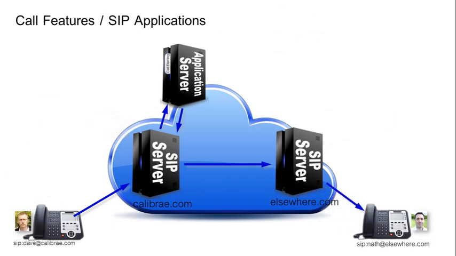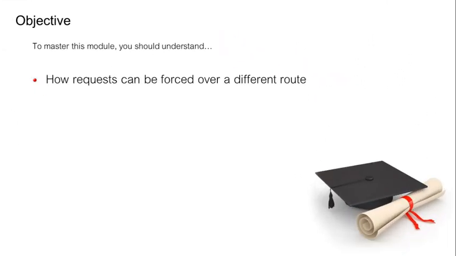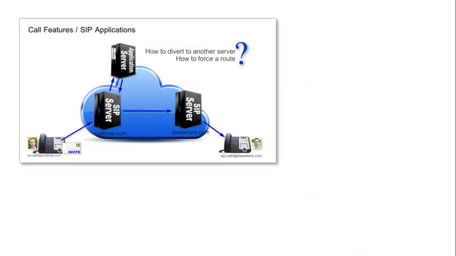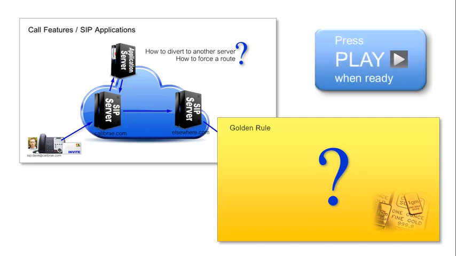But now a question. How does the basic server divert the request from its regular path up to the feature server and back again? How does it force the request over this different route? It's a good question. Let's take a couple of minutes to find out. Actually, we've already learned a golden rule that provides the answer. Do you know what it is? Have a think and press play when you're ready.